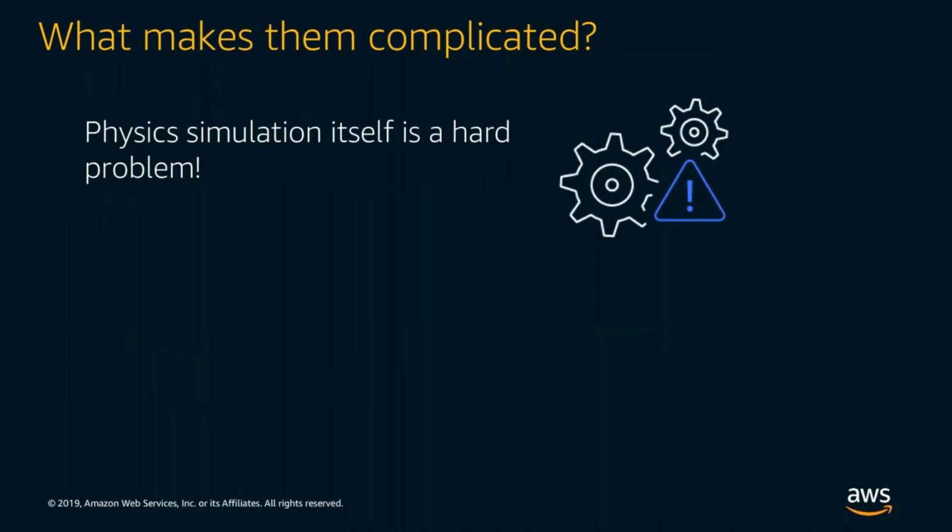Now, let's think about what makes this a problem or what makes this complicated. First of all, physics simulation itself is a hard problem. It could potentially involve a lot of different aspects such as rigid body dynamics, soft body dynamics, fluid simulation, and so on. Many different algorithms and techniques are required to resolve these problems.